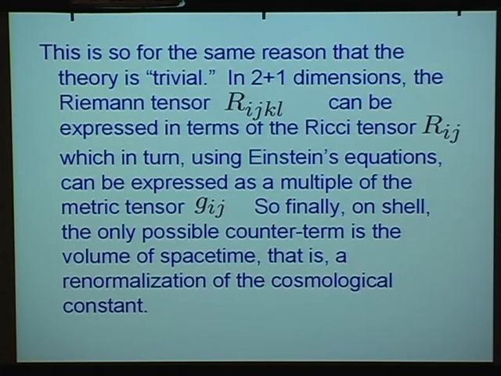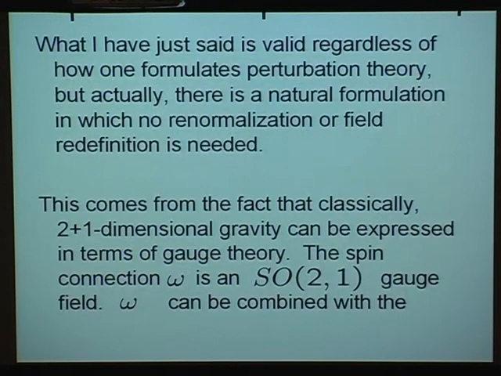In 3 dimensions, the Riemann tensor can be expressed in terms of the Ricci tensor, which, using Einstein's equations, is a multiple of the metric. So, on-shell, every conceivable counterterm is equivalent to the volume of space-time, that is, a renormalization of the cosmological constant. So therefore, the fact that it's trivial really means it's renormalizable, despite the power counting. And that's true no matter how you set up perturbation theory. But actually, there's a natural formulation in which perturbation theory is finite without any renormalization or field redefinition.